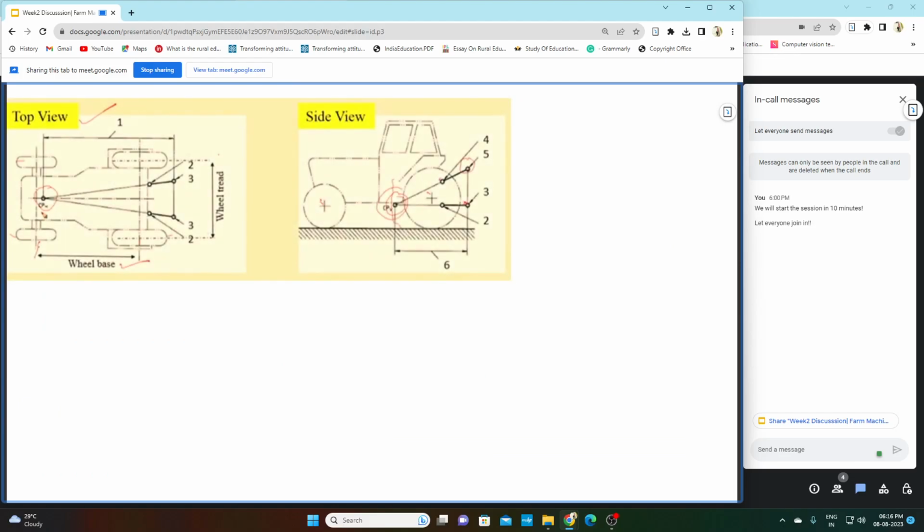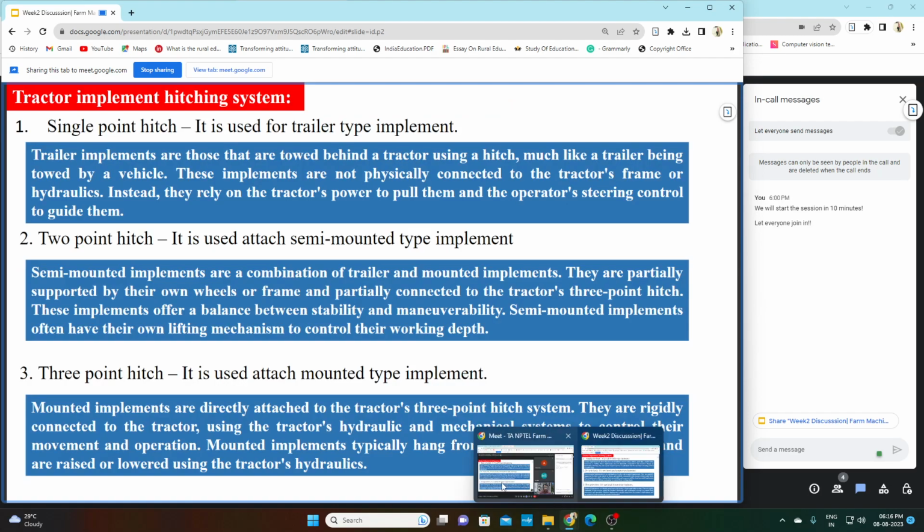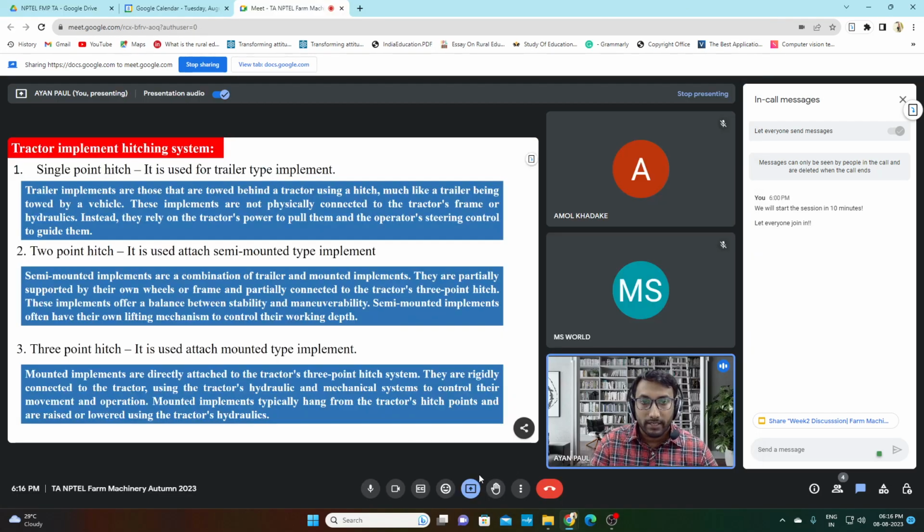Now, is this slide clear? If anyone is here in the class, Amol, is this slide clear? Clear. Okay, nice.